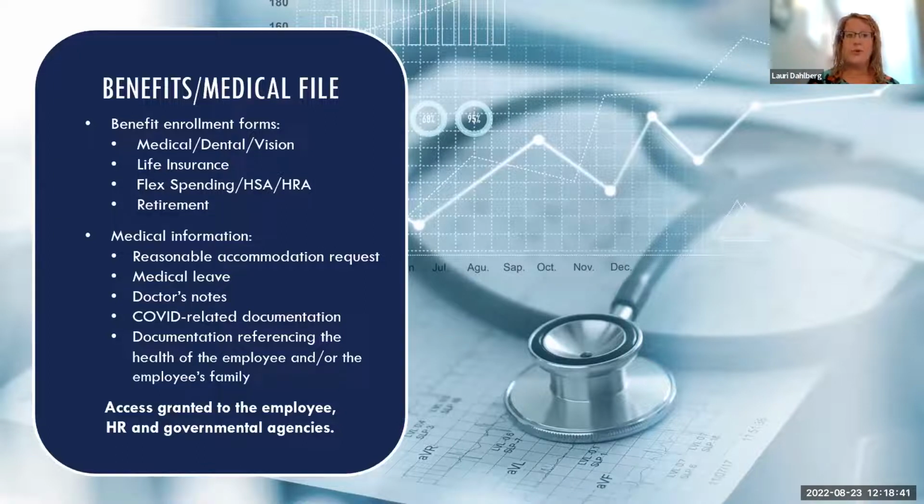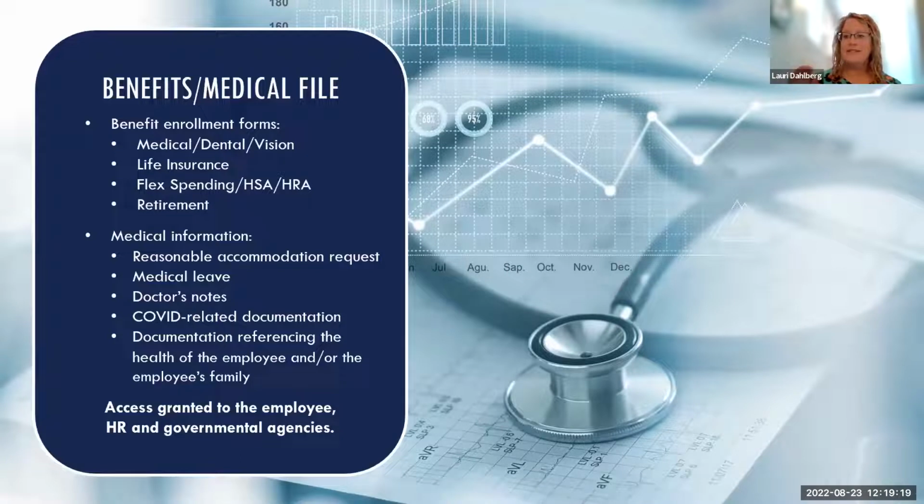Any changes to life insurance that they might have, or if you have accidental death and dismemberment insurance and an employee has an accident and now qualifies for some of that benefit, that type of documentation would go in here. You would put any flex spending, HSA, HRA type enrollment forms in here, and then anything related to retirement enrollment. So any benefits that you offer, if you have enrollment or change forms, or any type of automated system notifications of enrollments or changes, you will want to put that in your benefit medical file.